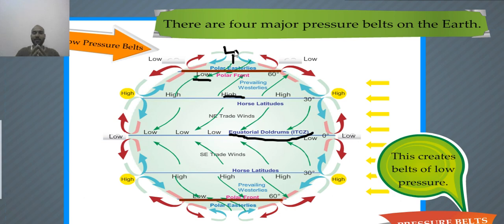So pressure belt means the atmospheric pressure and the wind formations all depend upon this system. Why? Because we know that wind blows from high pressure to low pressure. And this pressure belt results in different kinds of wind formations, which ultimately lead to the weather and the climate of the globe.